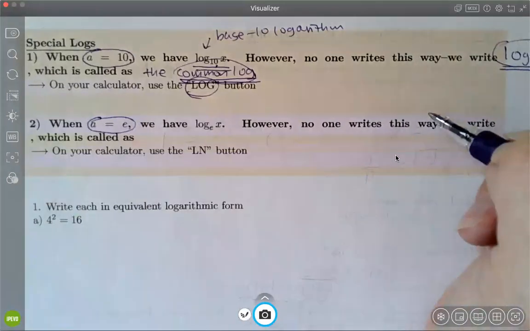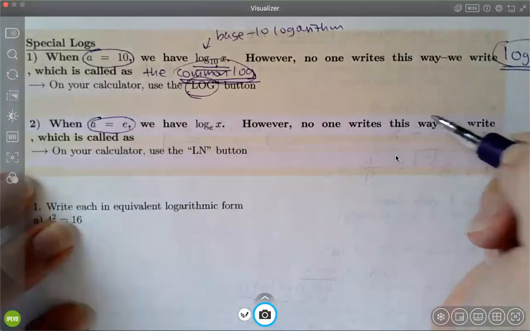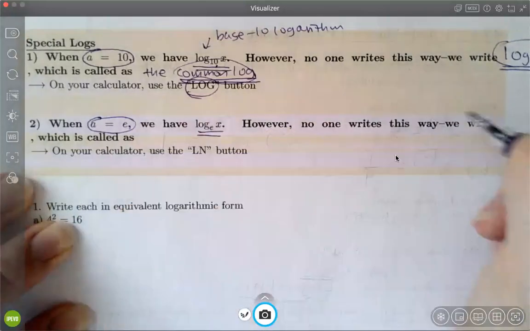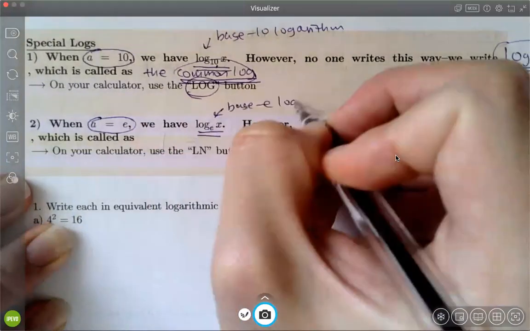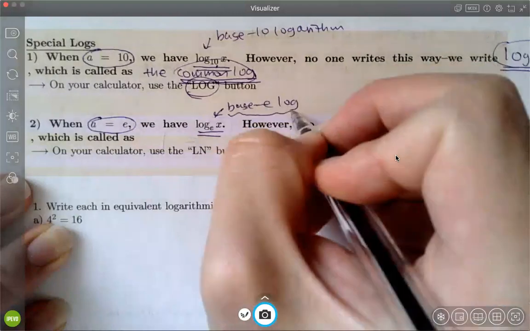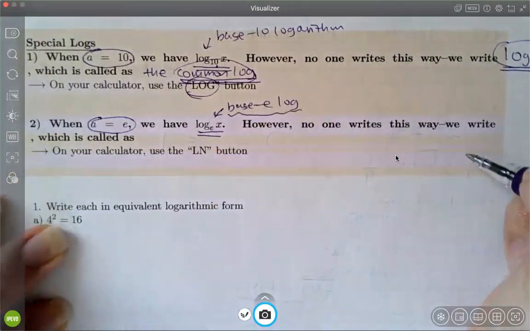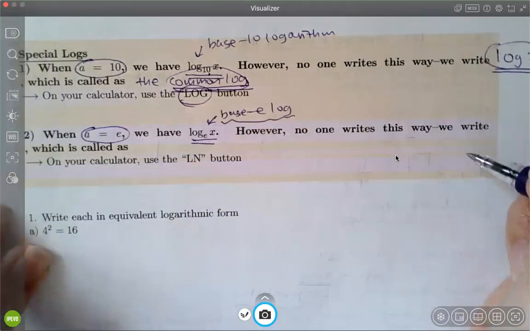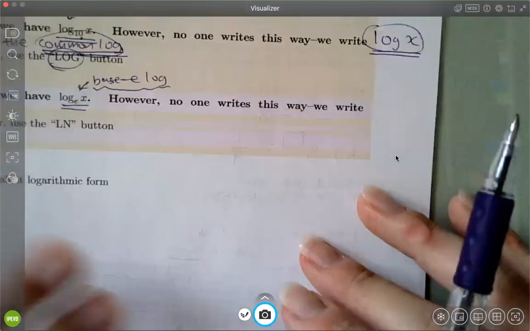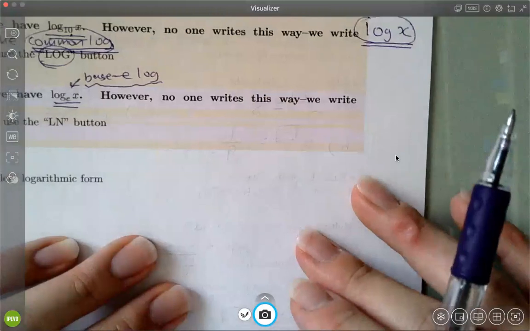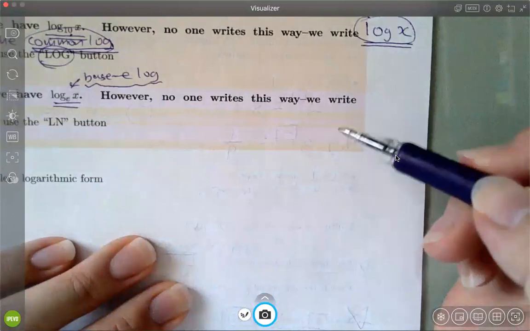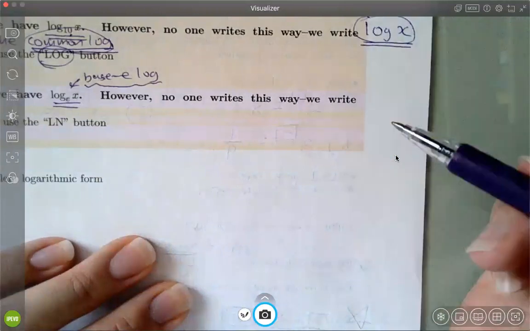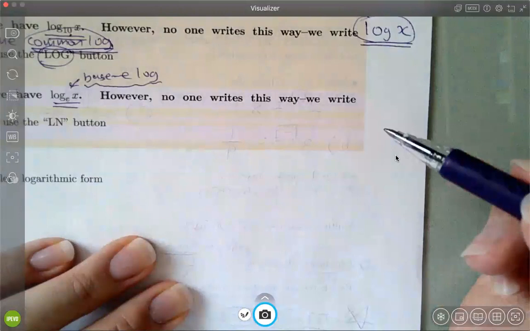Now, what does e mean? Natural number, right? Okay, so when that's the case, we have log sub e, or its base e logarithm. But again, that's not the way to write it. So how do we rewrite this base e log? The problem is, if we drop this base, we have log x, but that's the same thing as the common log, right? So we cannot use log, so we have to use something else, which is ln.